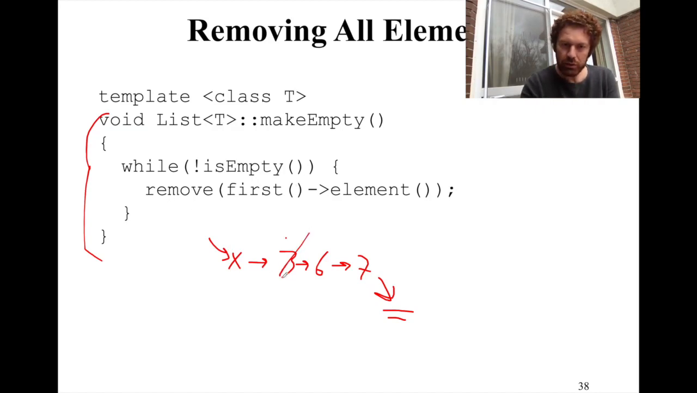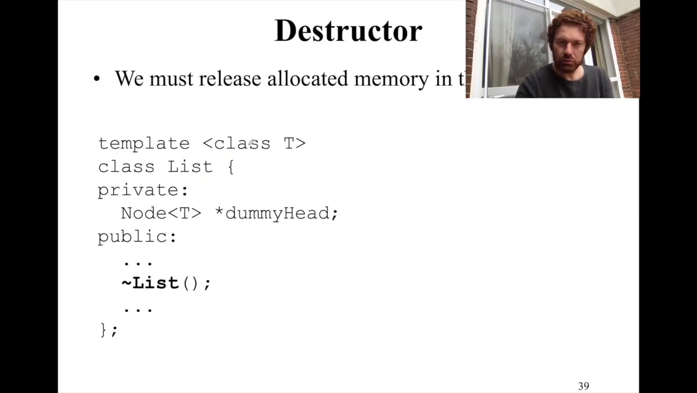So 3 is gone. So this will be the new first element. Then 6 is gone. And also remember, within remove, I call this delete of C++, so memory is also handled. And then remove 7, the new first. I end up with dummy pointing to null. So this is the empty case. So isEmpty will return true, and I will quit the while loop.